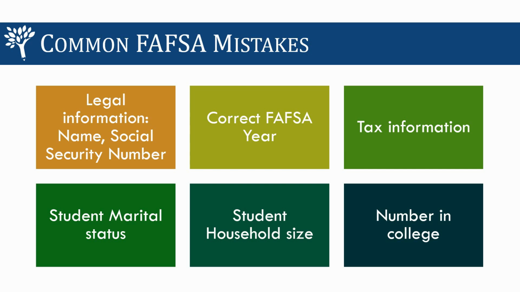Student household size will be the size of the student's household. Typically, if the student doesn't have dependents, this will be a household of one. Therefore, their number of people in college will be 100%, so one person in college, and one person in the household. For the parent's household, it'll be the parent's dependents.